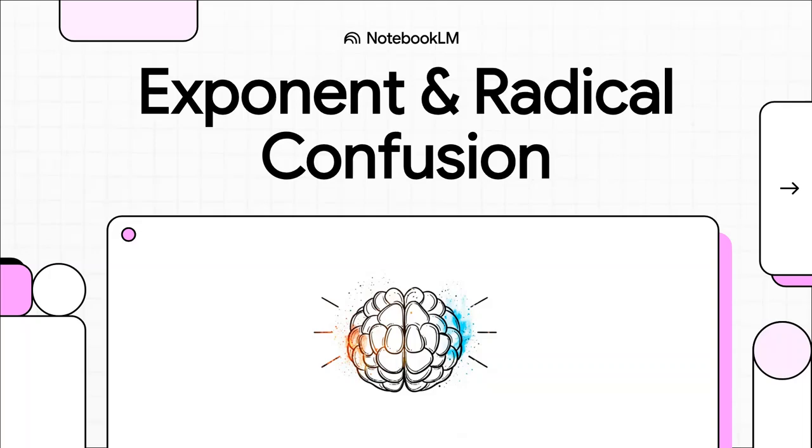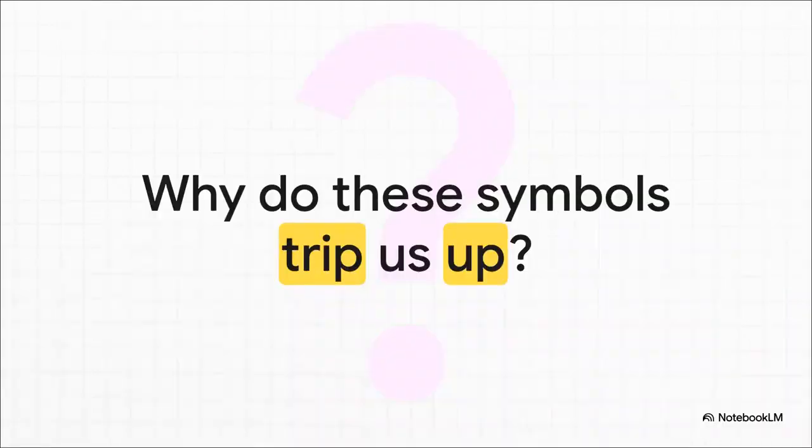Let's be honest. You see that tiny little number floating next to a big one, or that weird checkmark symbol, and for a lot of us, our brain just, well, it just short circuits. It's a feeling so many of us have, even years after we've left a math class. But why? What is it about these symbols? So let's really dig in. Why do these specific things trip us up so consistently?